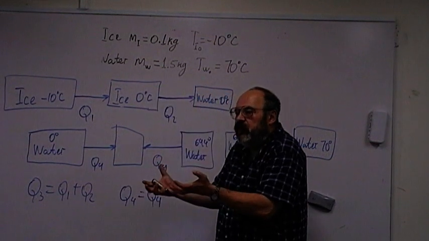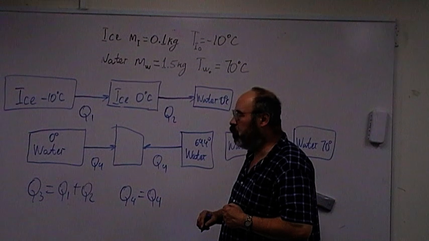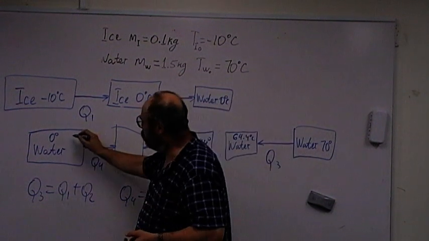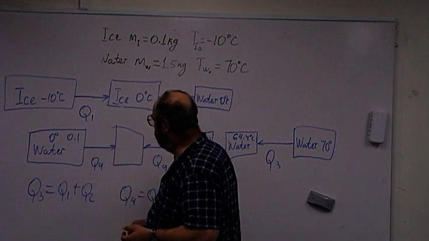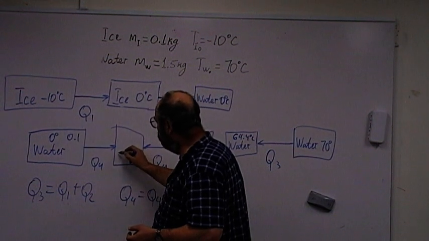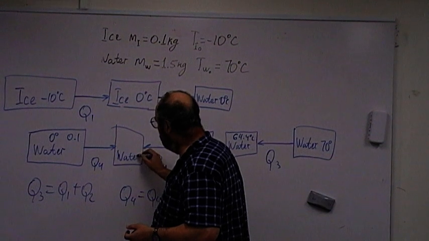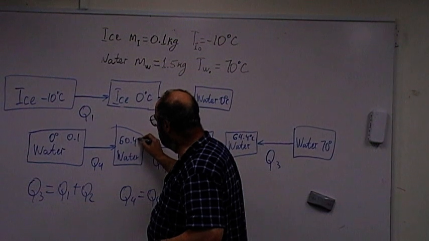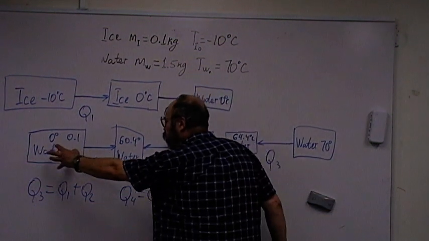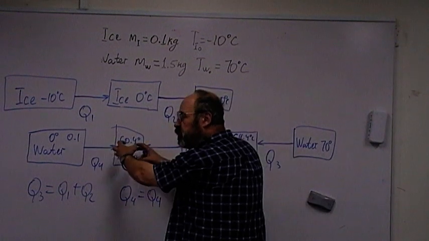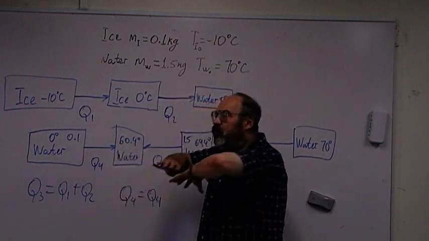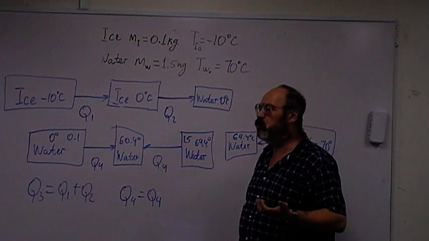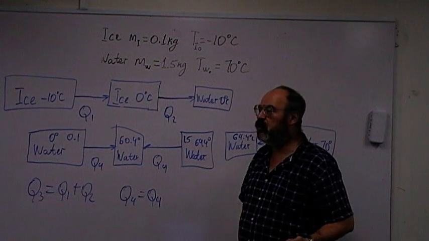Cold water heating up, hot water cooling down. And we found that because this was 1.5 kilograms, this was 0.1 kilogram, the final temperature of the water was, can you remind me, 60.4 degrees. So when this water heats up and this cools down, at 60.4 the temperature of all the water becomes the same, 60.4 degrees. Now, no heat transfer continues.